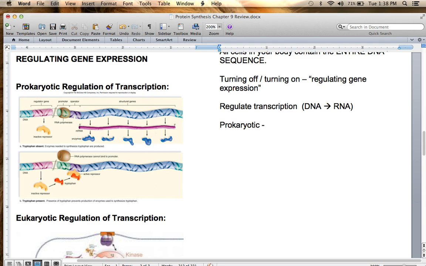So what they do is they use what's called a repressor. It's a repressor protein, and it's going to bind to the promoter region on the DNA strand, and it's going to prevent RNA polymerase from binding.